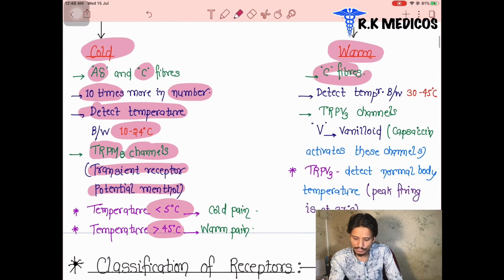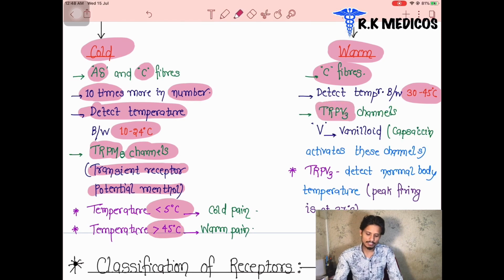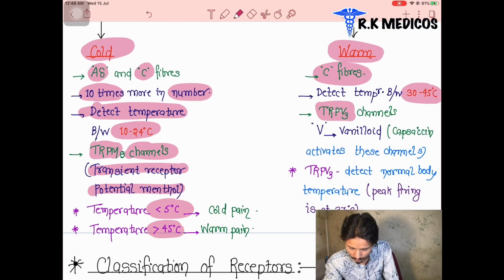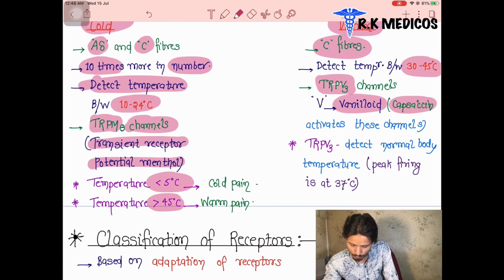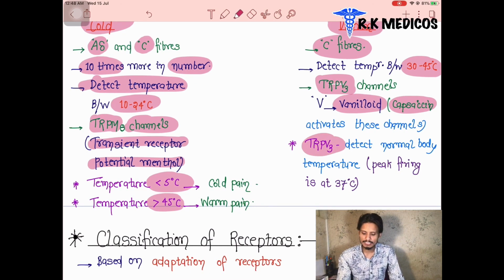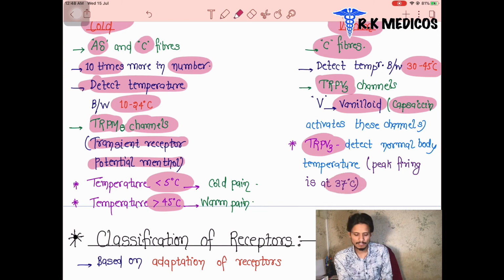They detect temperatures from 30 to 45 degrees Celsius, and a special type of receptor works here, the TRPV3 receptor. Again a transient receptor potential channel, and here V stands for vanilloid, the capsaicin receptors. They activate the channels, and TRPV3 normally detects temperature, with peak firing at 37 degrees. This is the normal condition.